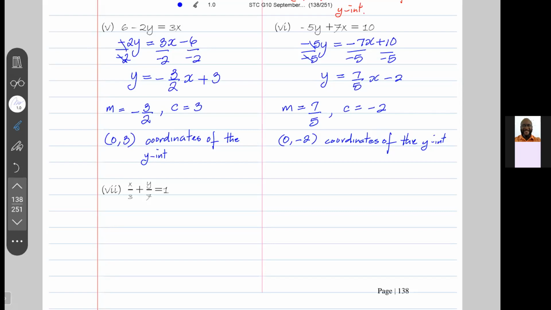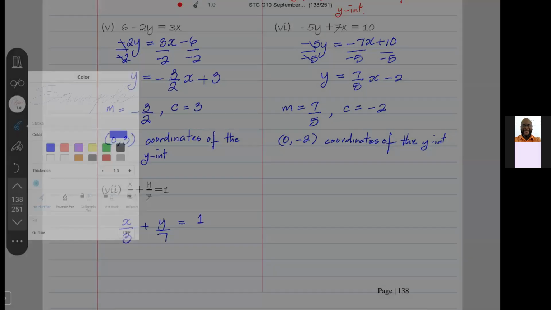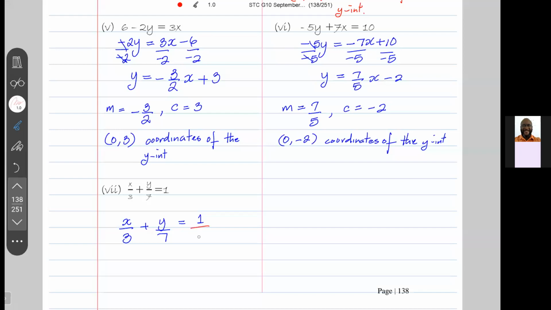Guys, I'm doing VII, and then you will do VIII. So we have x over 3 plus y over 7 is equal to 1. Now, I'm changing the ink color so you know what was there versus what we did. So first of all, I'm going to put 1 over 1. Now, this is an equation with fractions. Now, we want to get rid of the fractions.